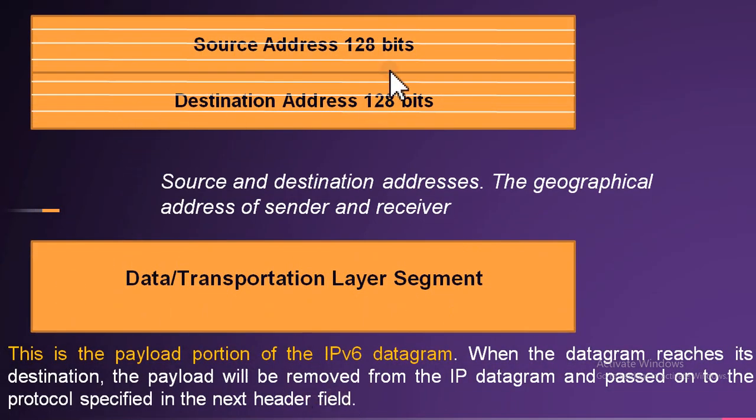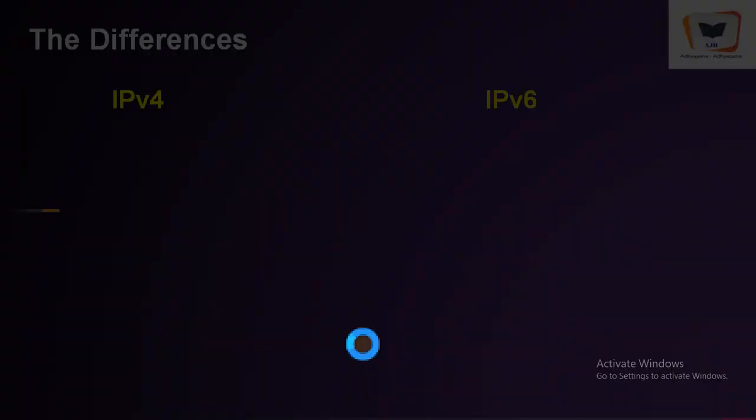And then comes the source address and destination address. Each of them is a 128-bit field, a huge address space. Then comes the data, the transportation layer segment. This is very much similar to the facility provided in IPv4 to place the transportation layer segment or some special kind of data. This is the payload portion of the IPv6 datagram. When the datagram reaches its destination, the payload will be removed from the IPv6 datagram and passed on to the protocol specified in the next header field.